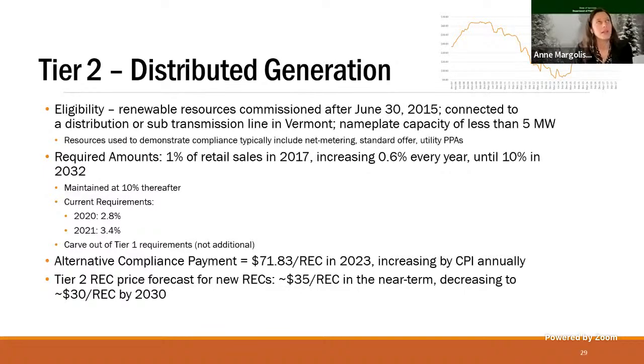The one thing I think it's important to say about Tier 2 that sometimes gets lost is that as load grows, as we electrify heating and transportation, the pie that utilities have to meet grows. So 10% of a larger pie is a larger number. Right now, we think that Tier 2 essentially requires the deployment in Vermont of somewhere around 30 megawatts per year of new Tier 2 resources. That could ratchet up to 40, 50 megawatts per year, depending on how aggressive the pace of electrification is and the magnitude of that electrification.